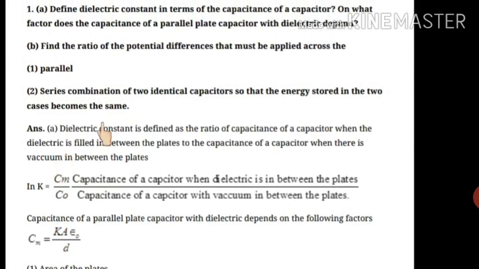Now what is the next part of the question? Find the ratio of the potential differences that must be applied across the parallel and series combination of two identical capacitors so that the energy stored in the two cases becomes the same. So what is the condition they have given? They are talking about two combinations, both parallel and series, and the condition is that the energy in both cases is the same, and we need to calculate the ratio of their potential differences.